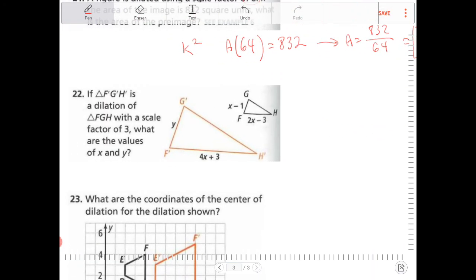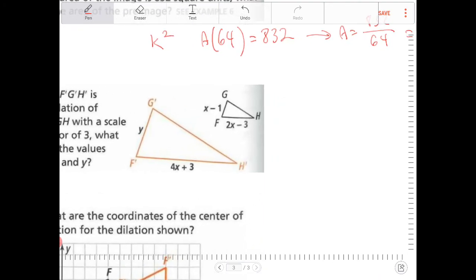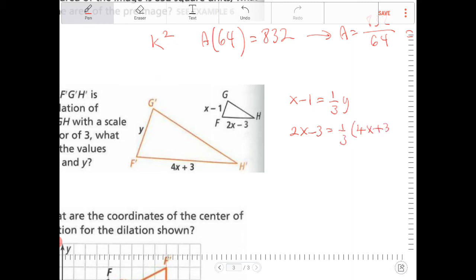Okay, and moving on, question 22. F prime, G prime, H prime is a dilation of FGH with a scale factor of 3. What are the values of x and y? So if it's a scale factor of 3, then that means x minus 1 will be 1/3 of y. 2x minus 3 will be 1/3 of 4x plus 3. Right? The original is going to be 1/3 of the image.